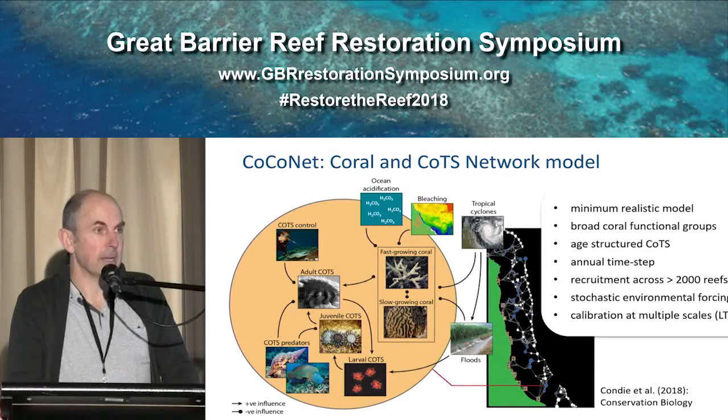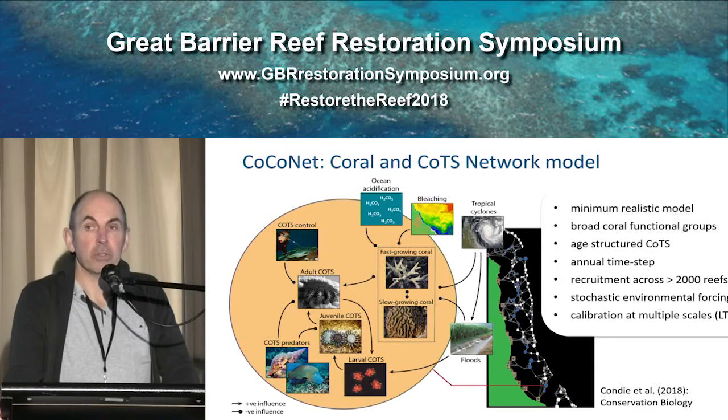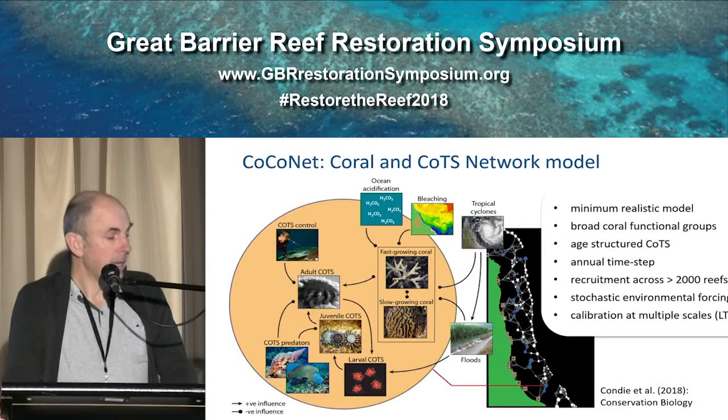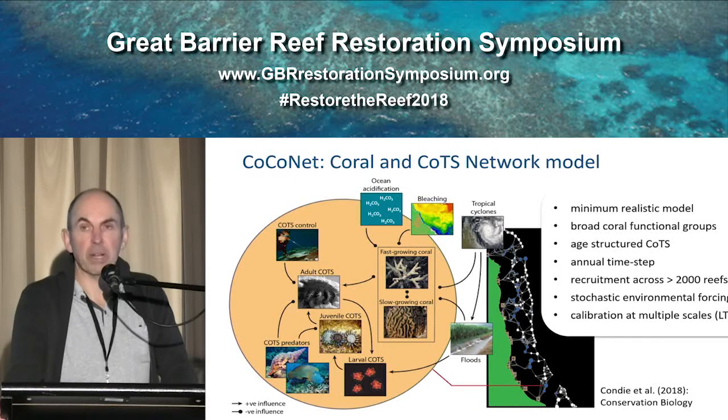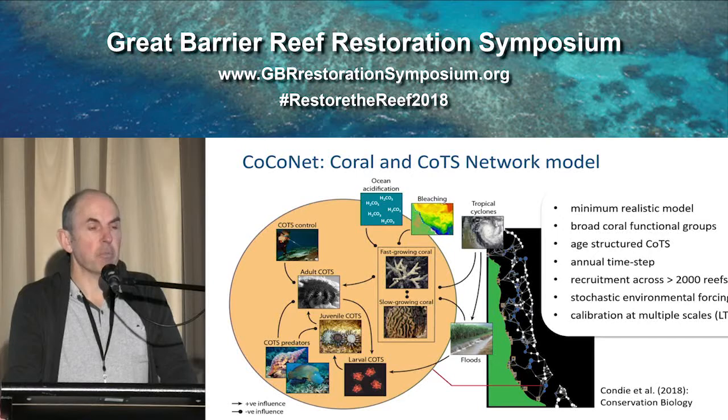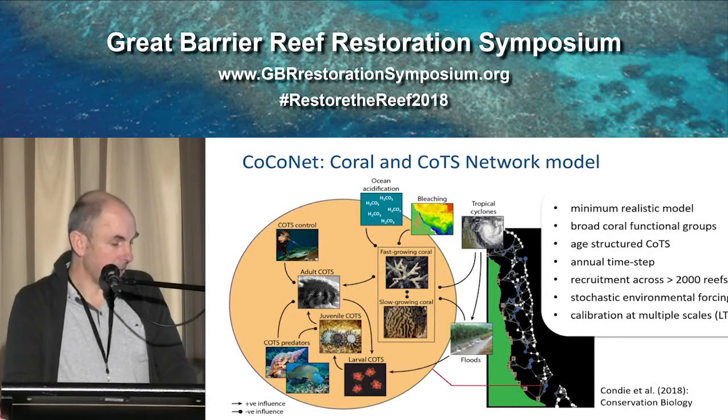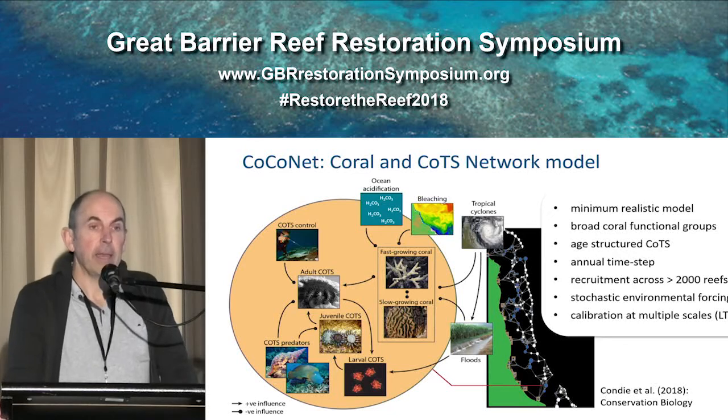So just briefly to describe the model that we're using to explore these interventions. It's the Coral and CoTS Network model, that's what we call it, or CoCoNet for short. The underlying philosophy behind CoCoNet is that it's what we call a minimum realistic model. So we're just trying to include the really key components and key processes that we need to capture trends in the ecosystem. The circle on the left indicates what processes are operating on each individual reef, and then the whole thing goes into a network of reefs, which in this case is over 2,000 nodes in that network.